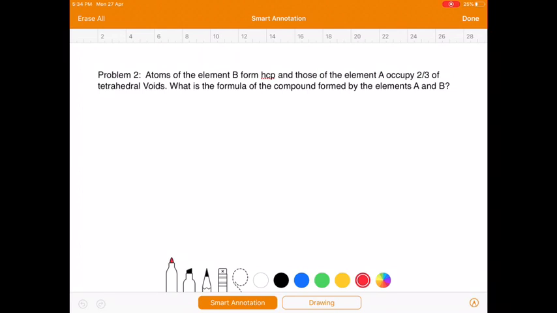Now we will move to the second problem. First let us read the question.